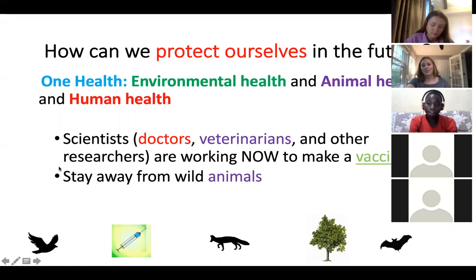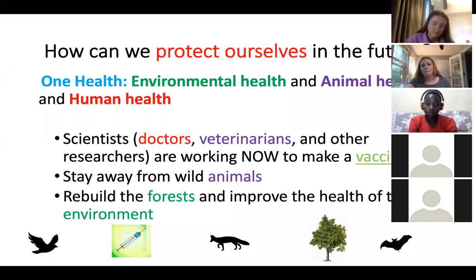It's important to stay away from wild animals, or animals that are not meant to be near people in high densities, right? And the other thing is, it's time to start rebuilding the forest, because ultimately, remember that example when all those birds disappeared? Well, why did these birds disappear, right? It's how we treat the environment.